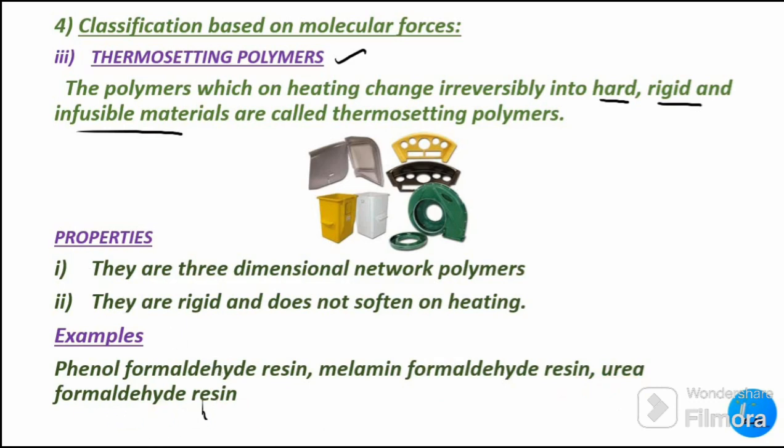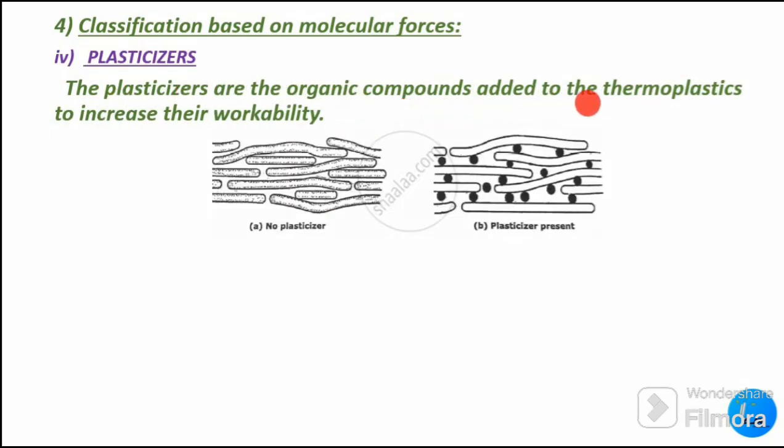Okay. So next we shall see about the plasticizers. So what are plasticizers? The plasticizers are the organic compounds added to the thermoplastics to increase the workability. In order to increase the workability, the plasticizers, which are organic compounds, are added to the thermoplastics. Actually these plasticizers help to soften the thermoplastics at lower temperature and thus make molding easier.